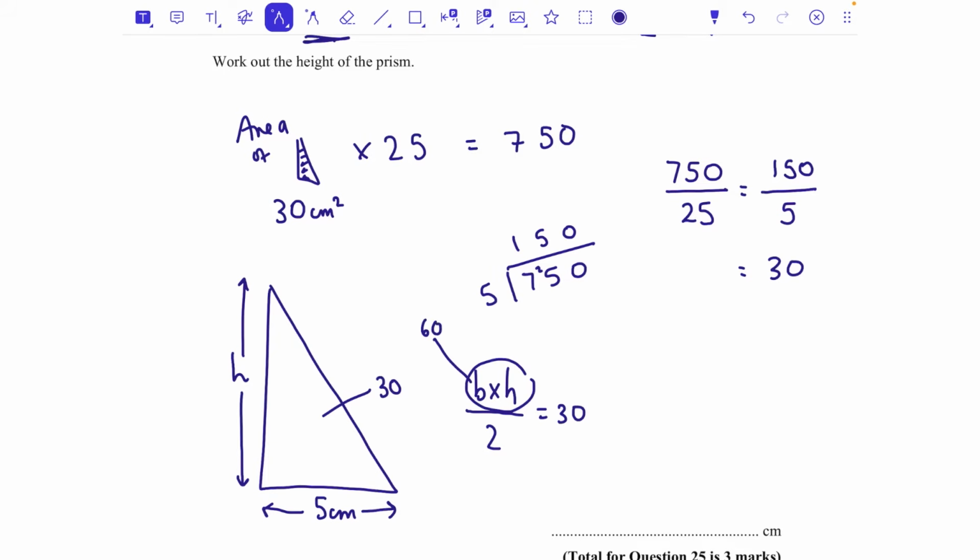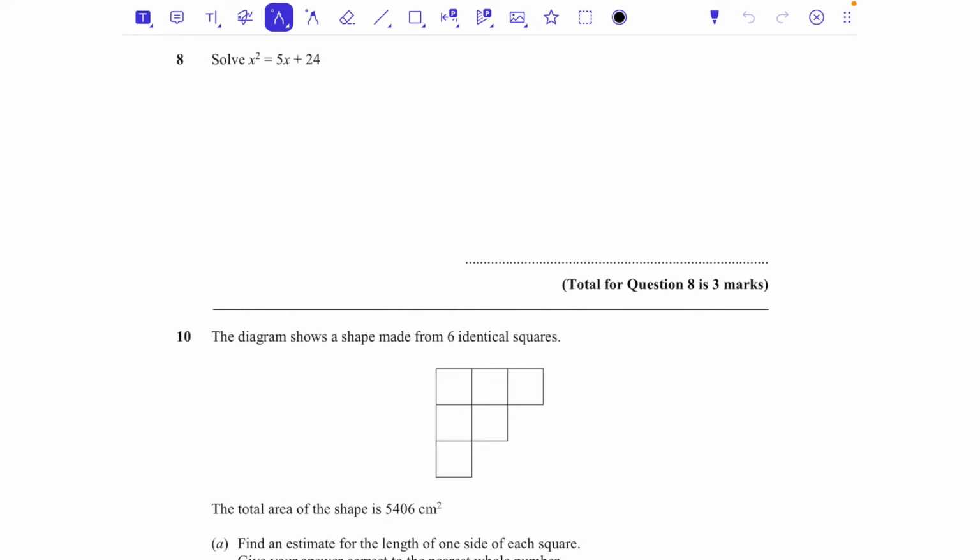So what would we need to multiply with 5 to give 60? It would need to be 5 times 12. 60 divided by 5 is 12. So 12 times 5 would be 60, which then when you divide by 2 gives the area of 30. So 12 is the answer that you were looking for there for that one. If you put 6, it's because you forgot that when we work out the area of the triangle, we have to divide by 2. Question number 8, solve x squared equals 5x add 24.